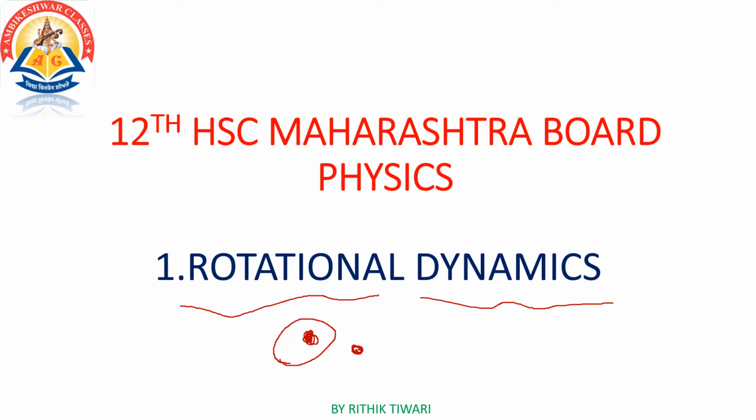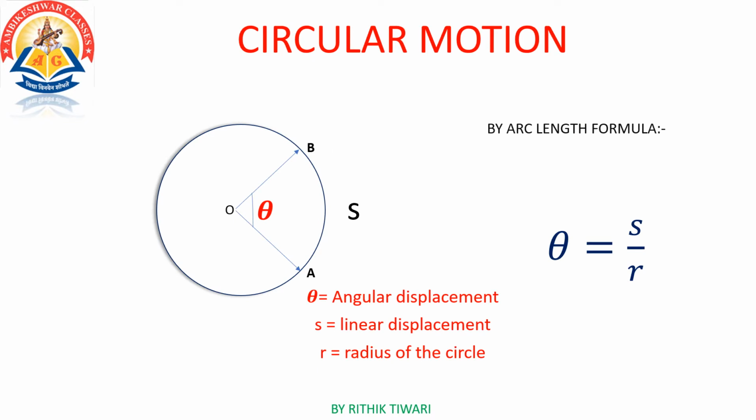What is dynamics? In physics you will always have two parts, static and dynamics. Static means you will be studying something which is at rest, whereas dynamics means you will be studying things which are in motion. So here we are going to see the body which is in motion, and its rotation, and what all physics works on that body. Let's start with the first topic in this chapter, that is circular motion.